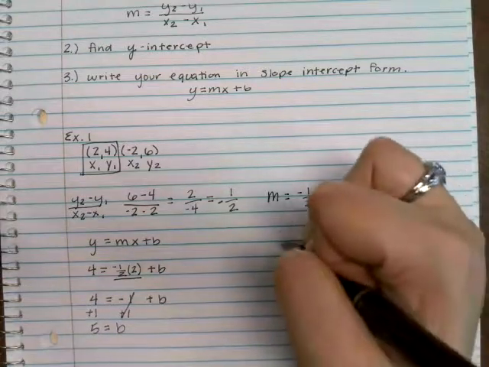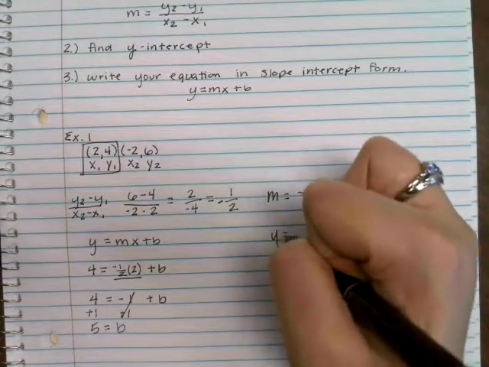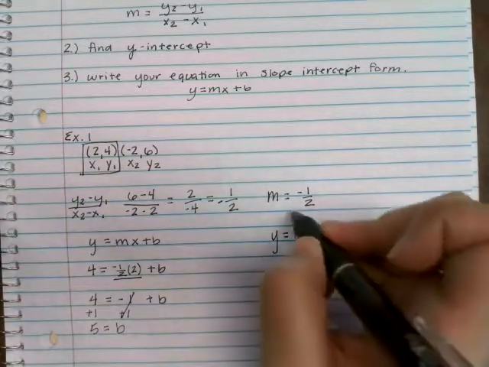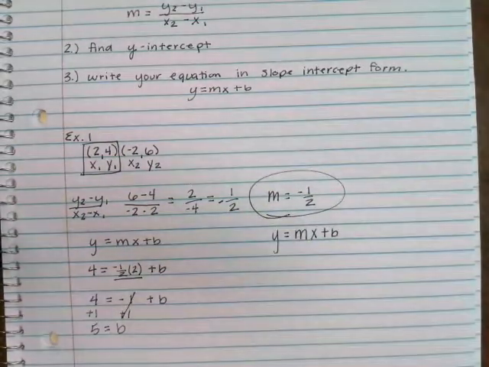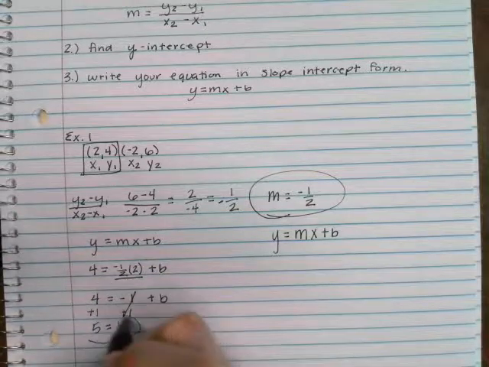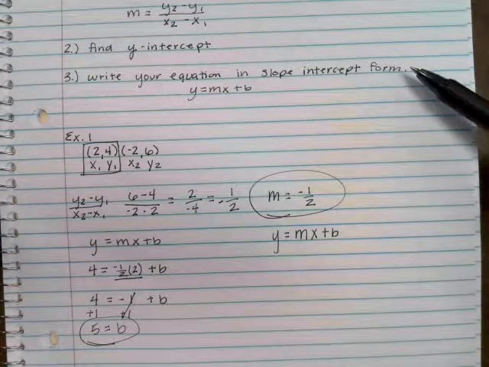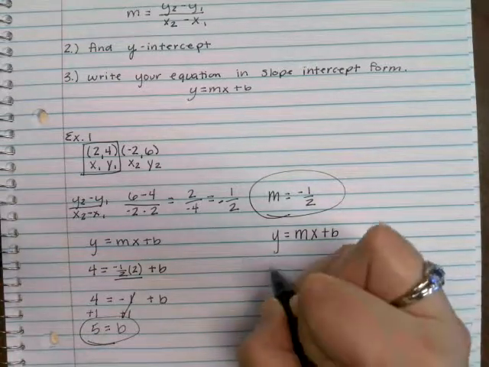So remember, my goal is to write an equation in this y equals mx plus b. Well, I solved for m up here. I solved for b over here. So now my third step is to just write this equation.